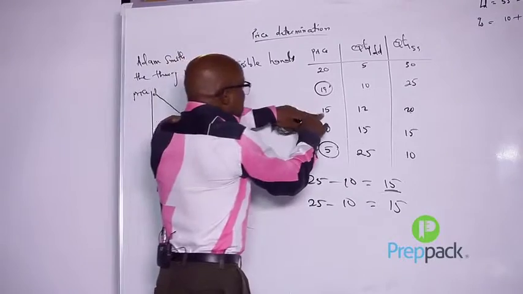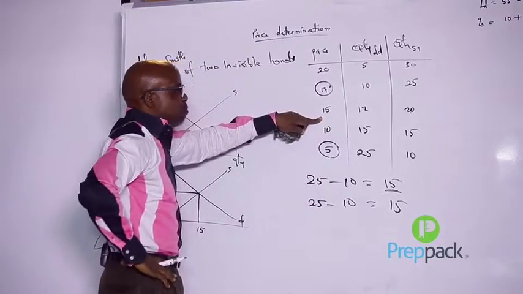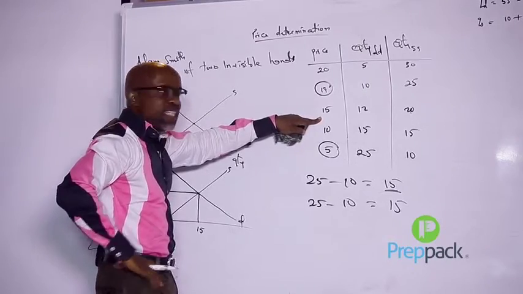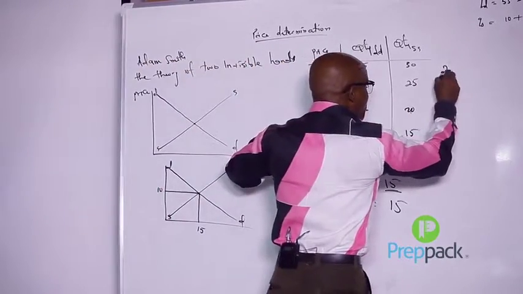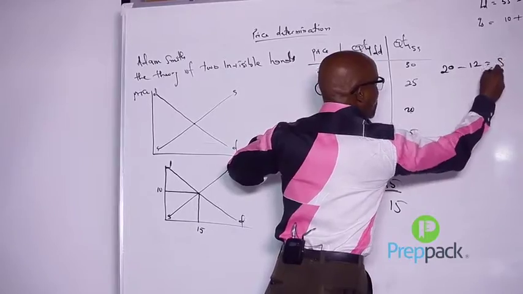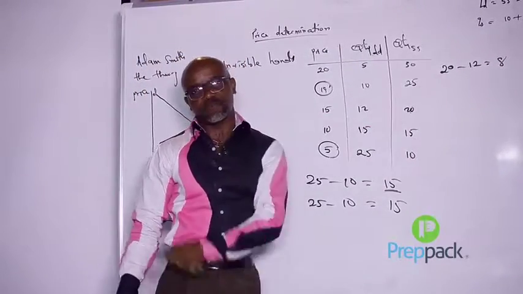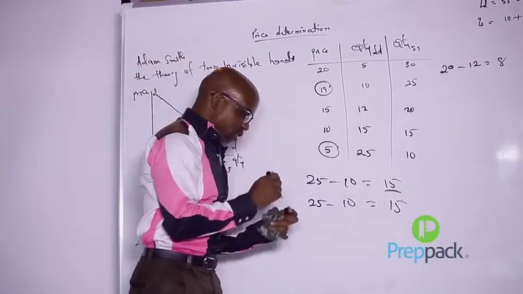Now, what is the excess supply at price 15? So at price 15, 20 minus 12, we get what? 8. So that means your excess supply at price 15 is 8. So that is just the analysis there.